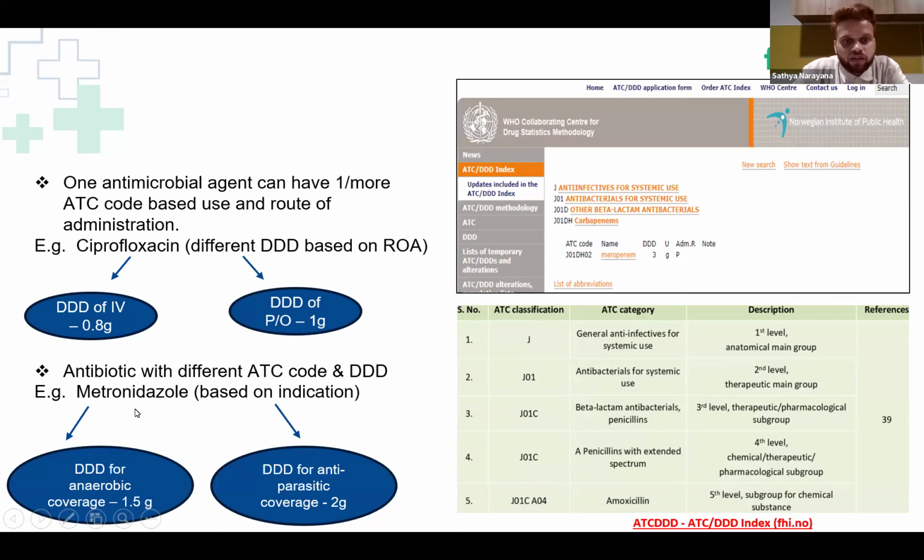And next one would be based upon indication. Metronidazole would be having two DDDs as per its indication. If you are dealing with anaerobic coverage, it would be 1.5 grams, which is the DDD given by WHO. And the next one would be if the indication is covering antiparasitic use, then the DDD of metronidazole for 1 day would be 2 grams. So this way it differs with antibiotic, route of administration, and indication.